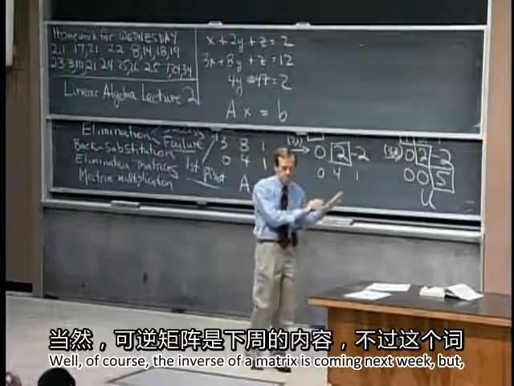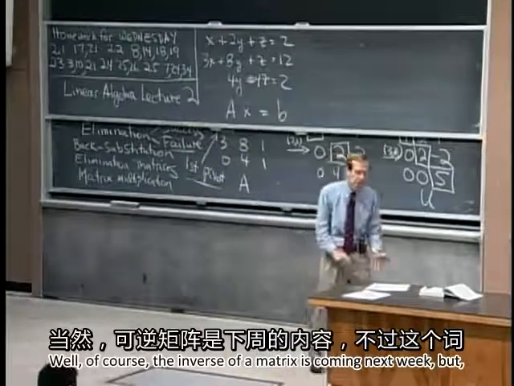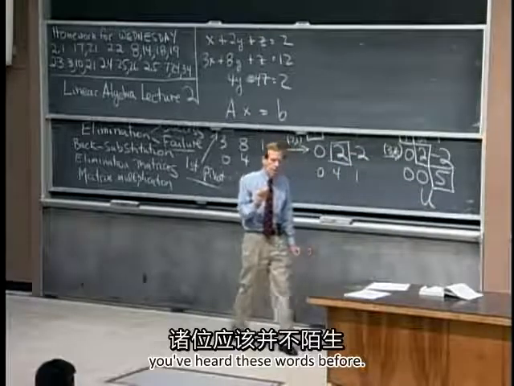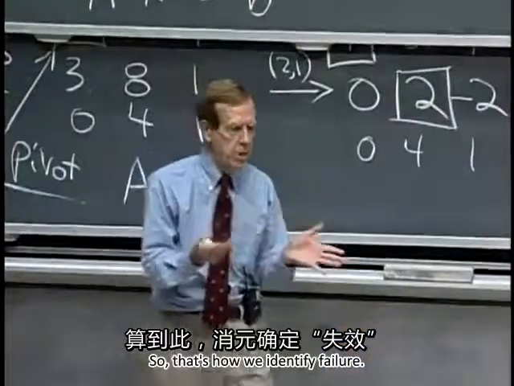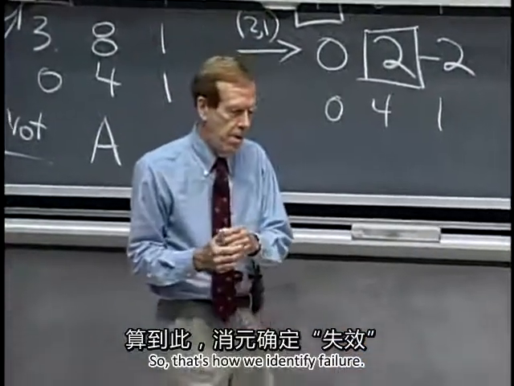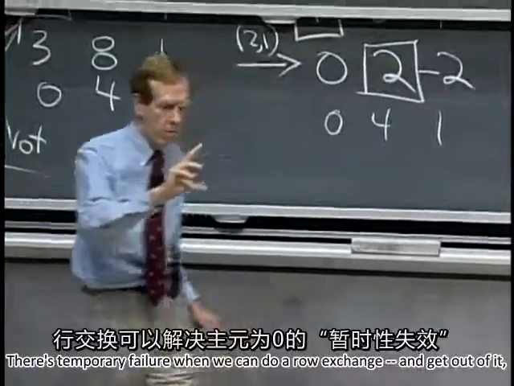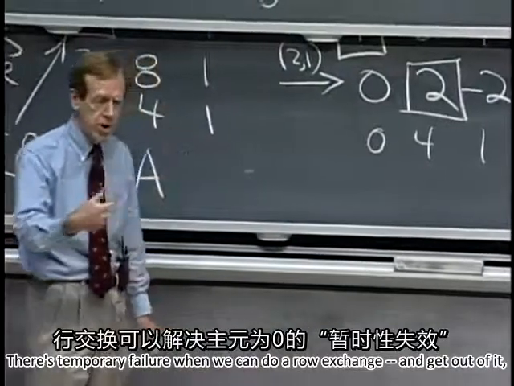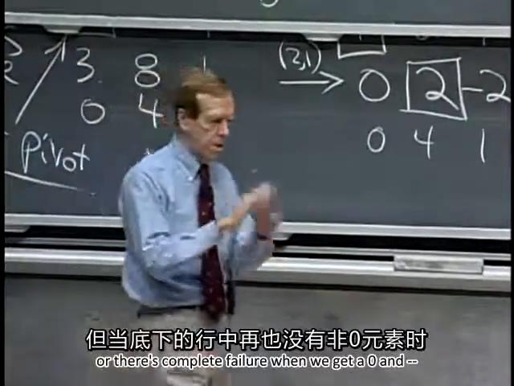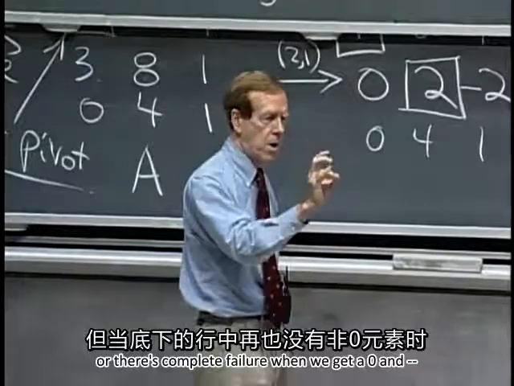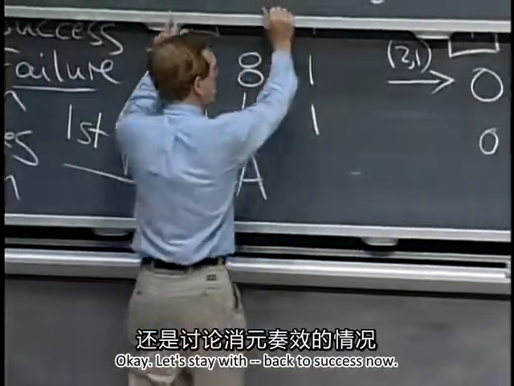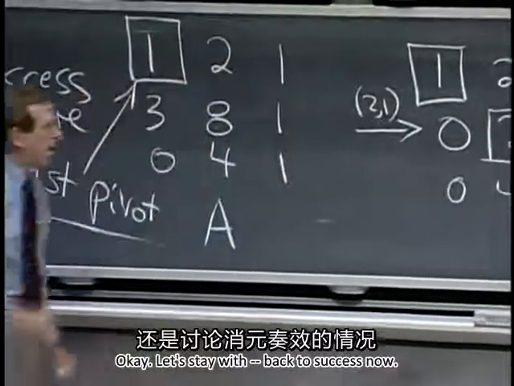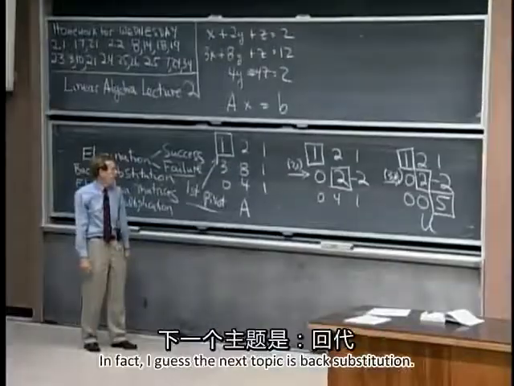Well, of course, the inverse of a matrix is coming next week, but you've heard these words before. So that's how we identify failure. There's temporary failure when we can do a row exchange and get out of it, or there's complete failure when we get a 0 and there's nothing below that we can use. Okay. Let's go back to success now.